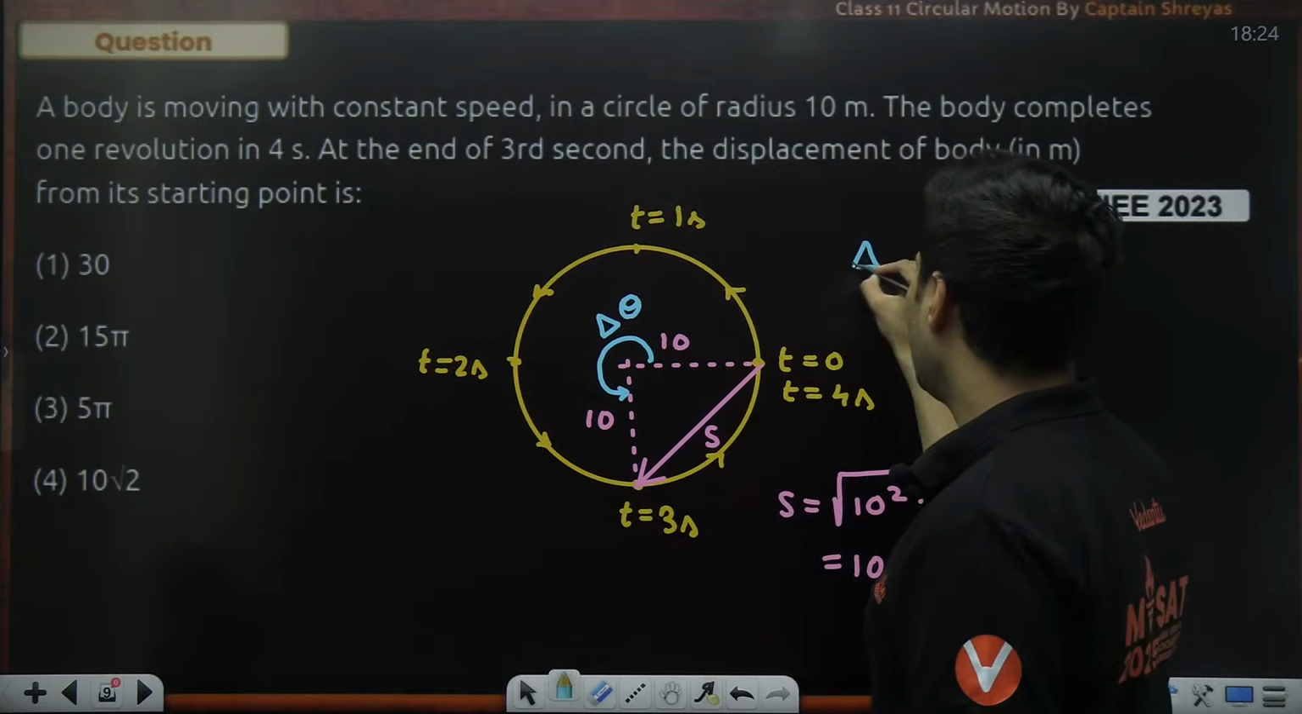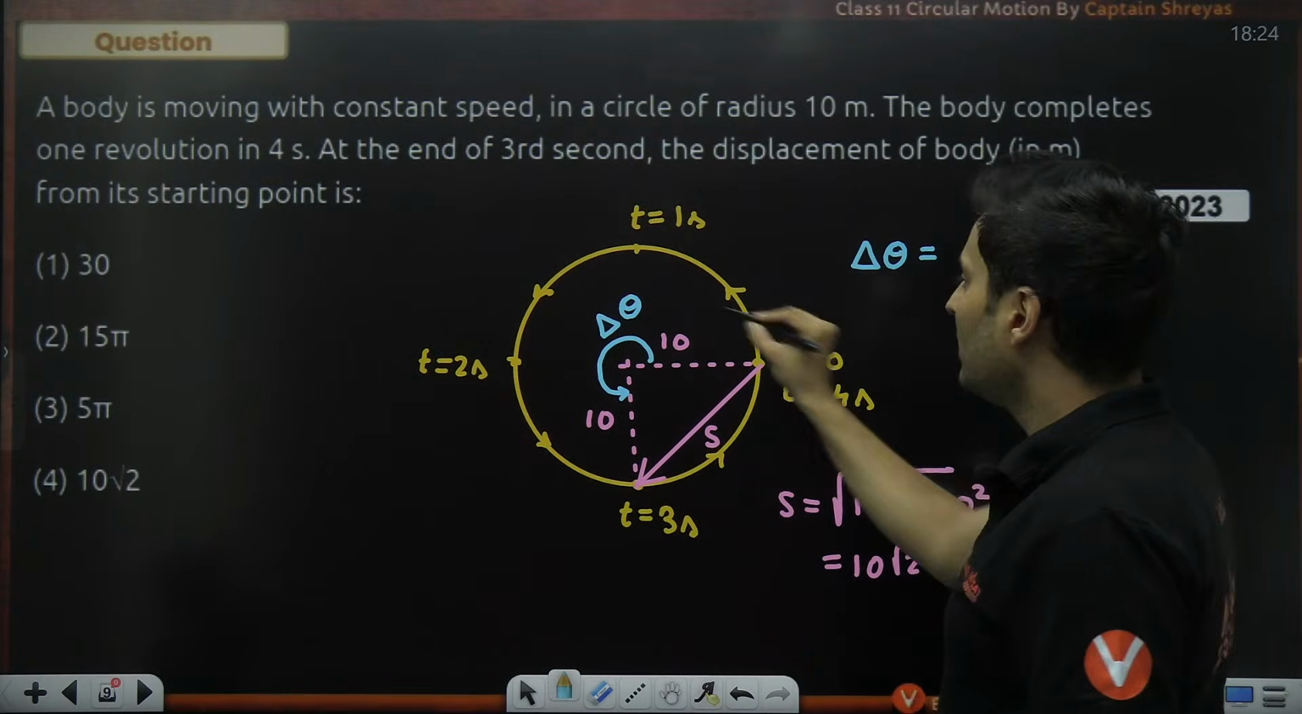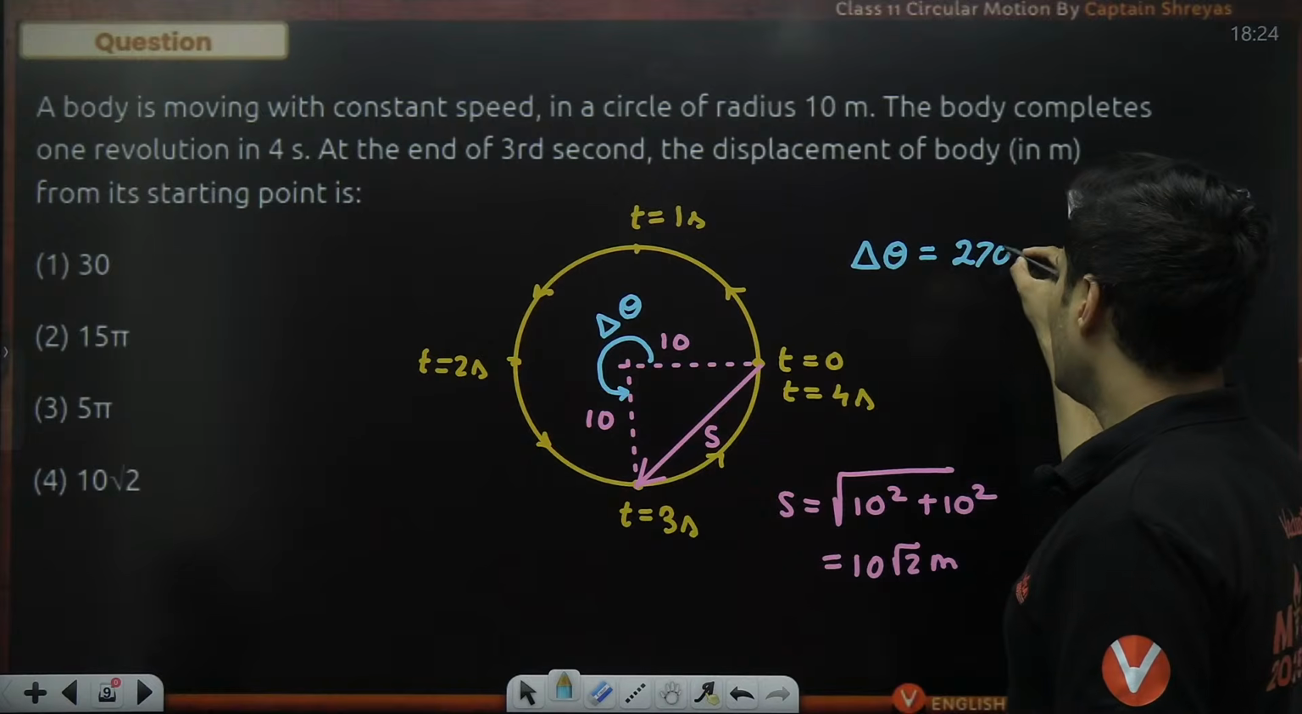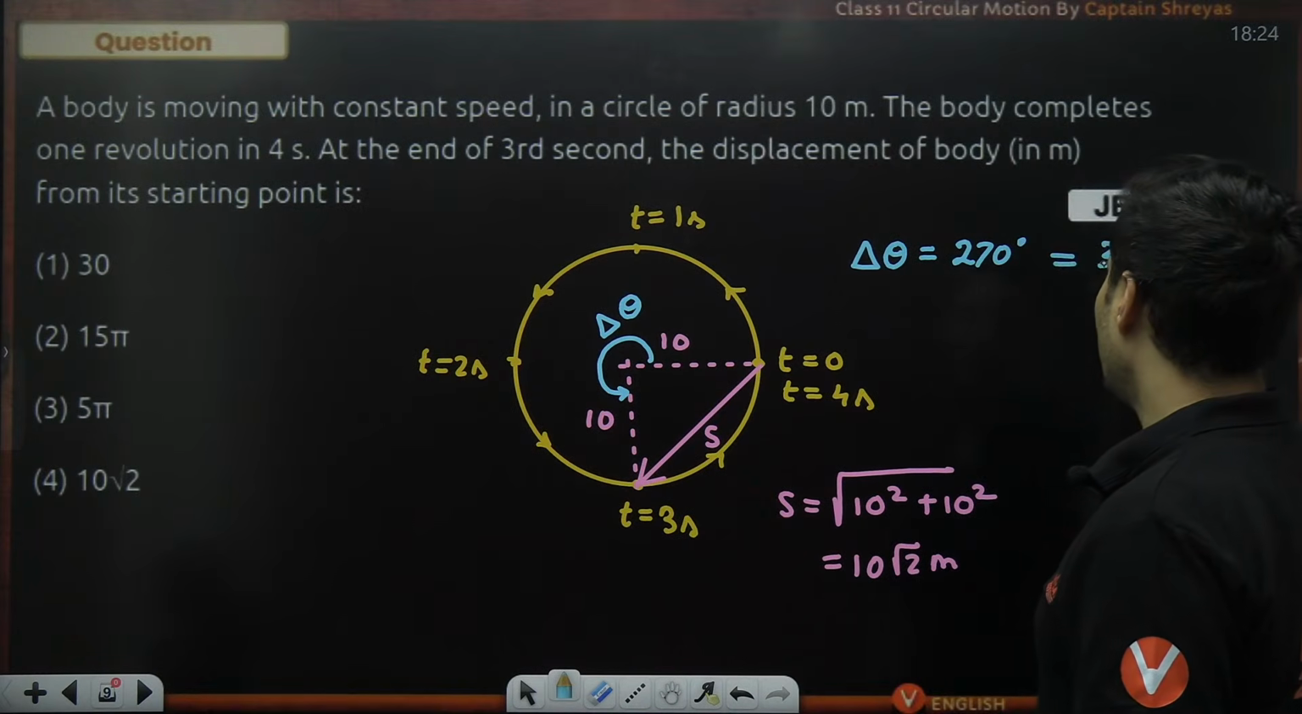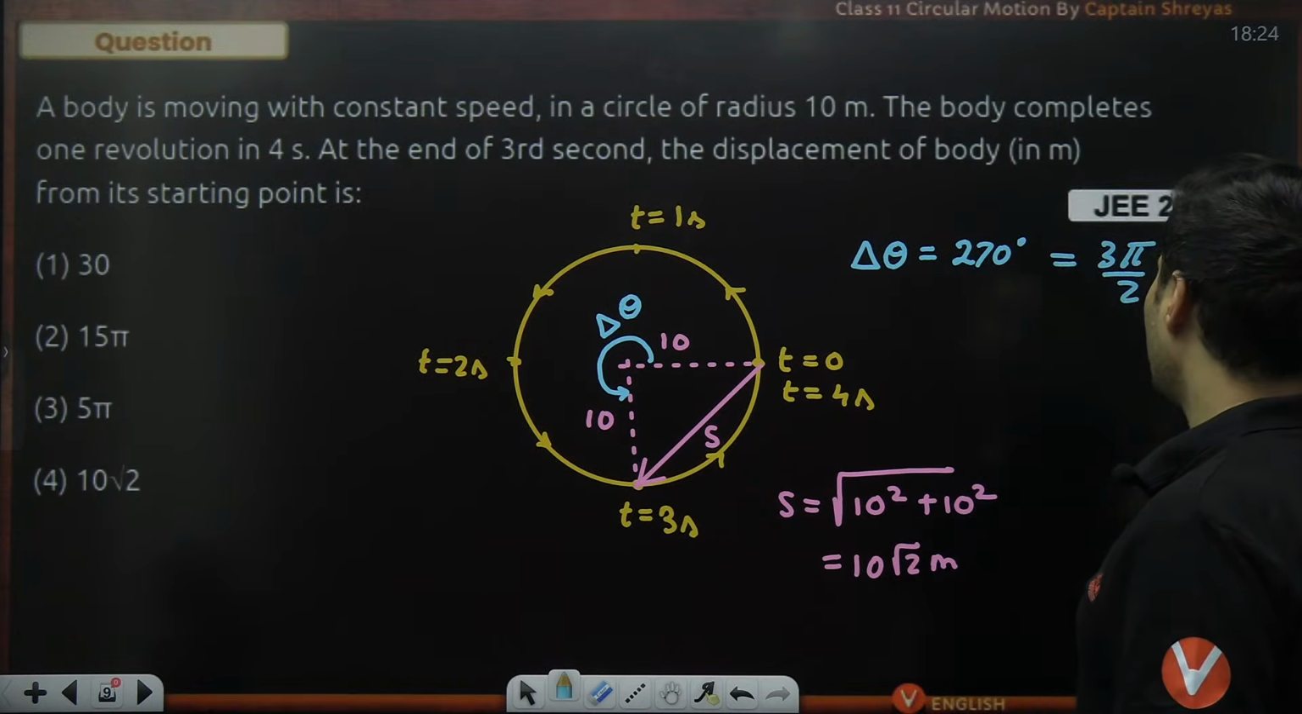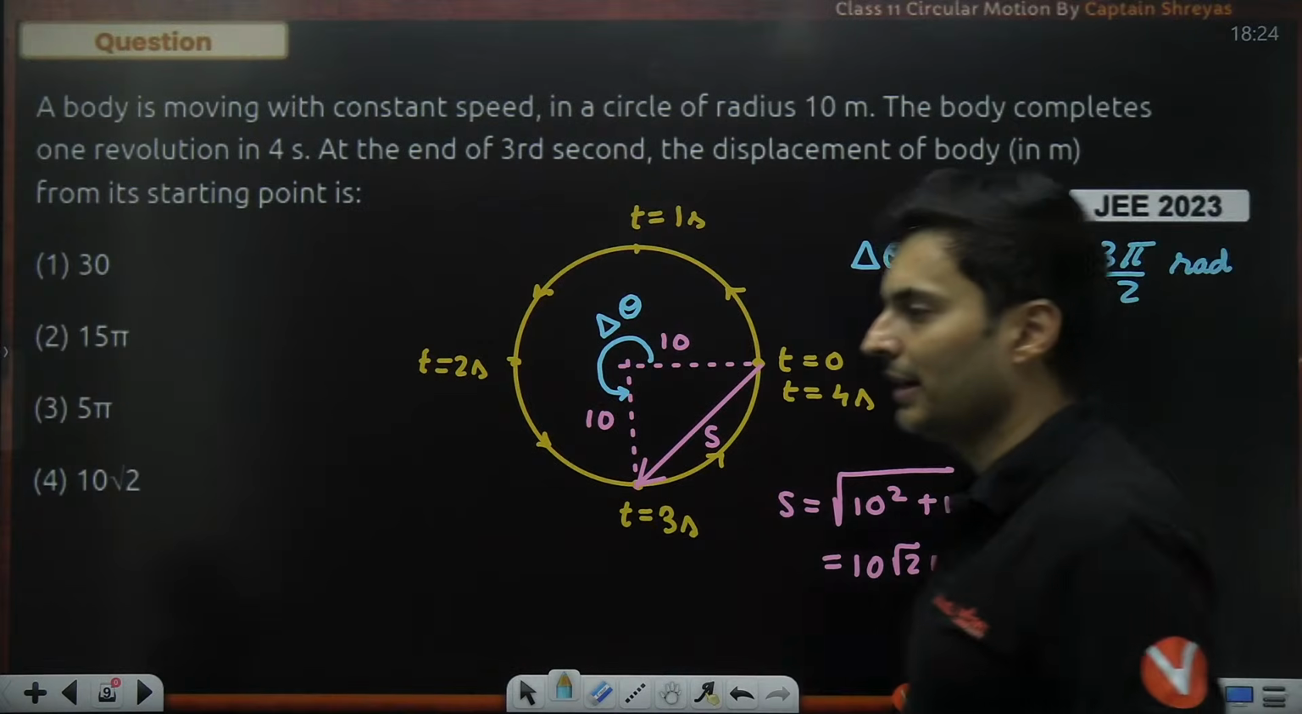And in that case, angular displacement will be 270 degrees. You can see that 270 degrees is nothing but 3 pi by 2 radian.